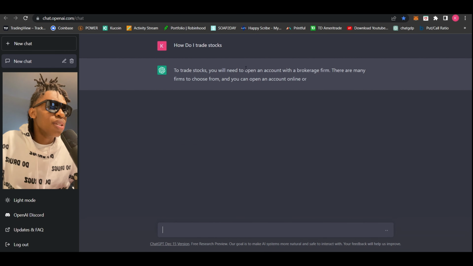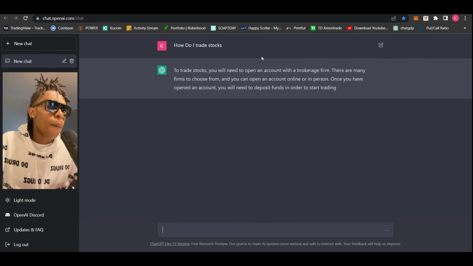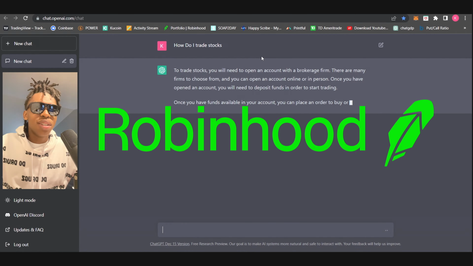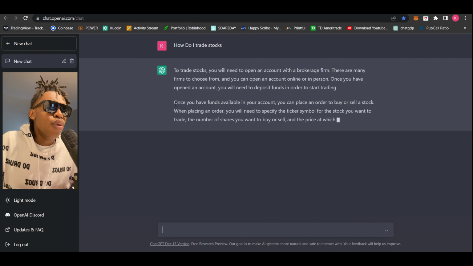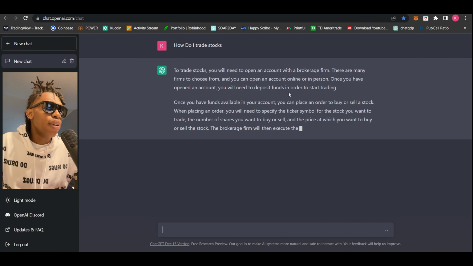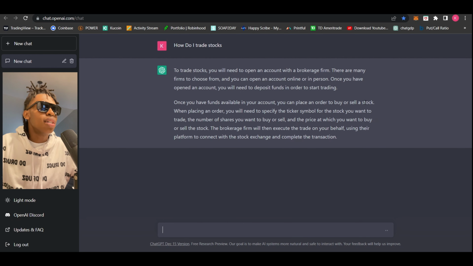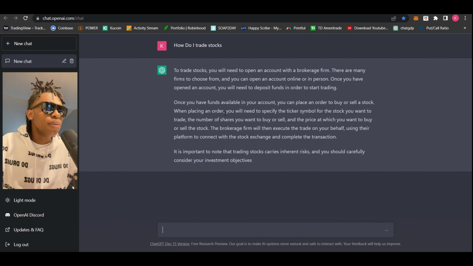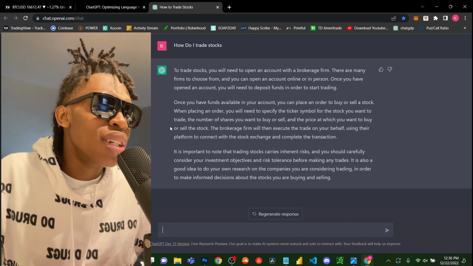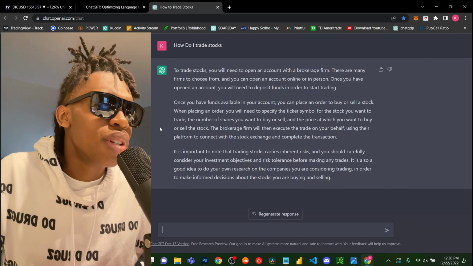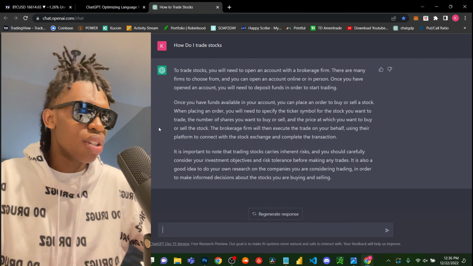To trade stocks, you need to open an account with a brokerage firm. Okay, we got Robinhood. There are many firms to choose from, blah, blah, blah, I don't care. Once you have funds available in your account, you can place an order to buy or sell a stock. Okay, yeah, I'll be doing that. It is important to note that trading stocks carries risk. You should carefully consider your investment strategy. Okay.